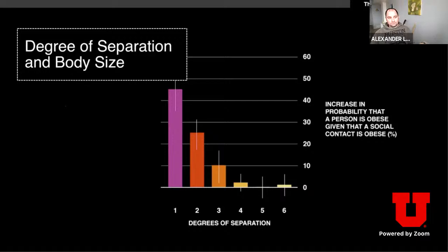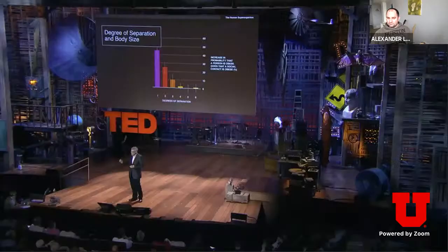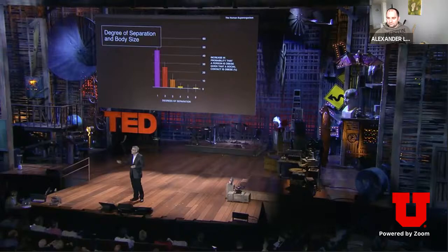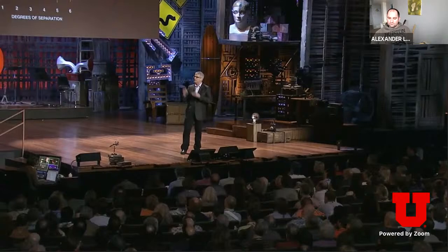And the next bar over, the orange line, says if your friends' friends are obese, your risk of obesity is 25% higher. And then the next line over says, if your friend's friend's friend, someone you probably don't even know, is obese, your risk of obesity is 10% higher. And it's only when you get to your friend's friend's friend's friends that there's no longer a relationship between that person's body size and your own body size.